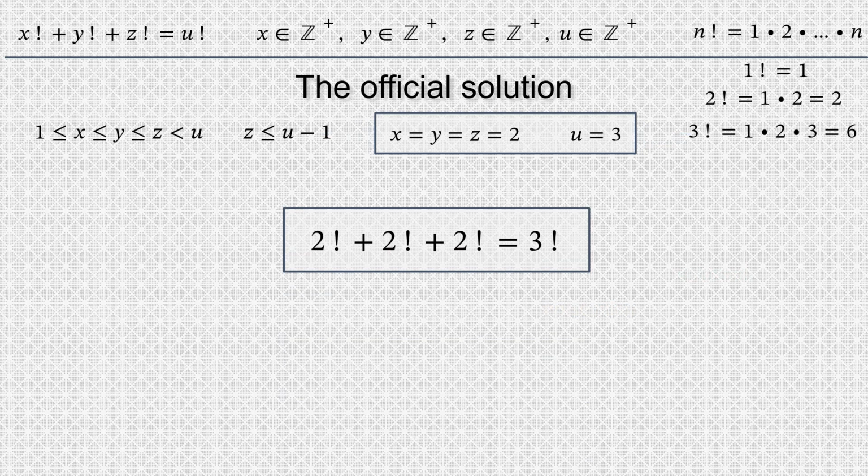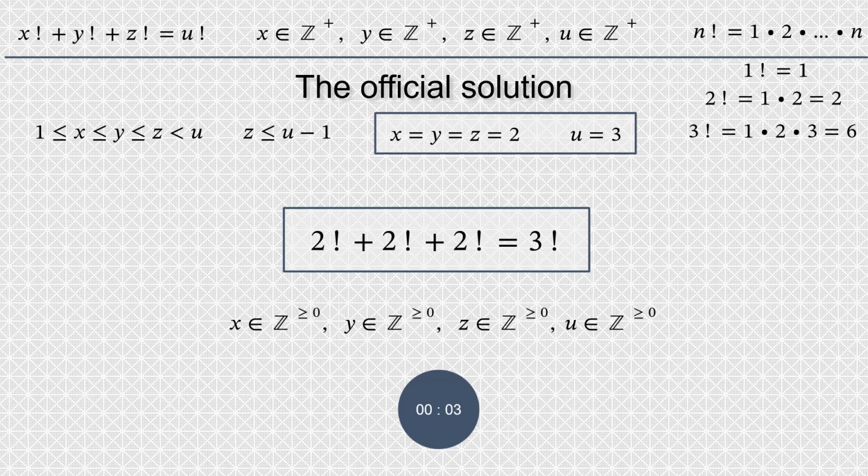And this is just the final remark. If we extend the domain to non-negative values, in other words, allow a value to be 0, will that bring additional solutions? The answer is no, for a very simple reason. Since 0 factorial equals 1 factorial, any 0 in a solution could be replaced by 1. However, in the only solution we obtained, value 1 never appears, which means that the requirement of x, y, z, and u to be positive is actually redundant. And this is the end.